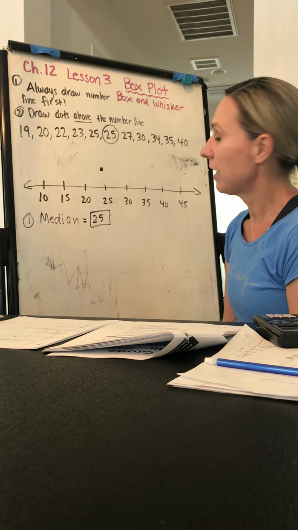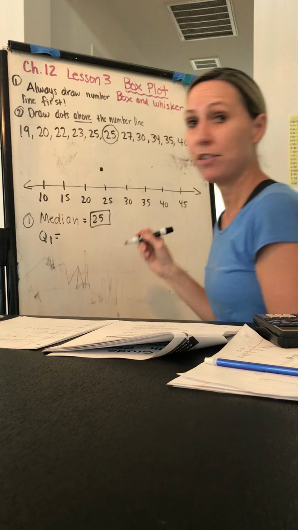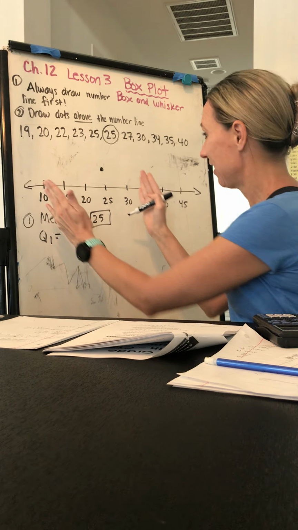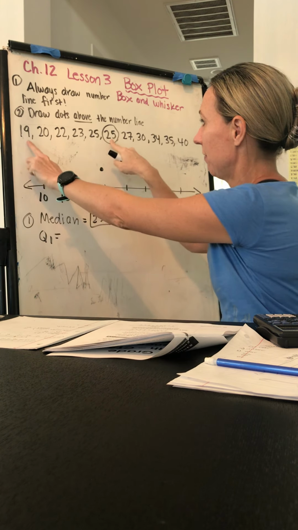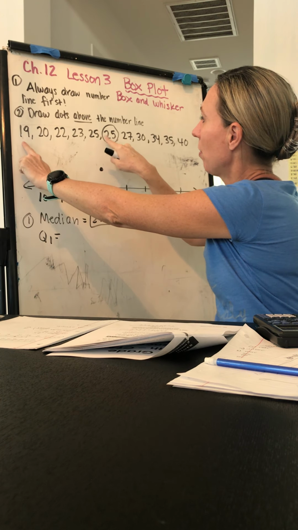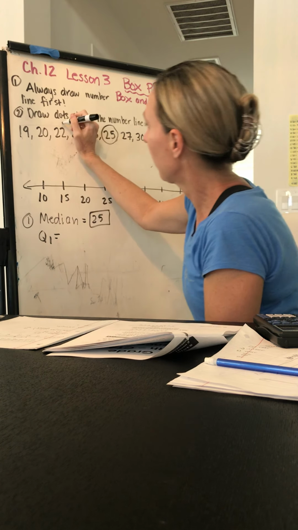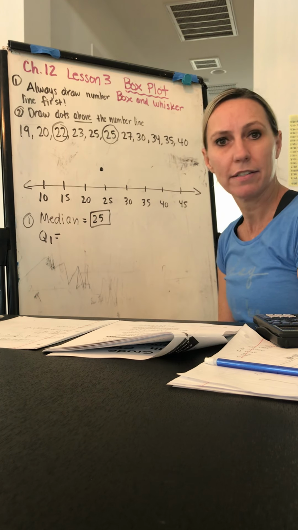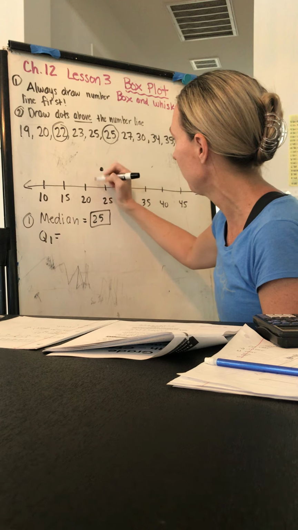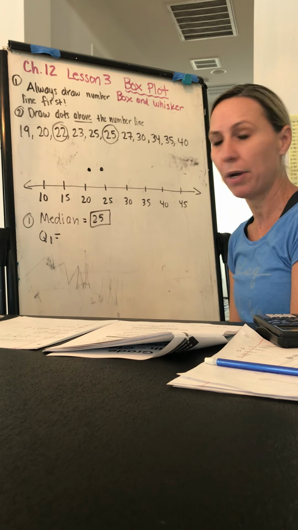Now I'm going to find quartile 1. I'm going to find the median again, essentially, but of just the lower half, and we're not going to include the median. We go 1, 2, 1, 2, and quartile 1 is at 22. So we go to 22, which is about right here, and I'm going to make a dot. That's my Q1.